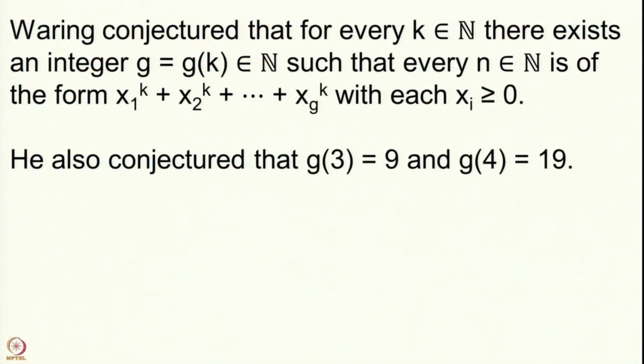Waring also conjectured that the number g3 is 9. So, he said that you need 9 cubes. So, g3 is 9 has two statements in it. It means that for every n, 9 cubes are sufficient, and moreover that there is a number which requires 9 cubes.